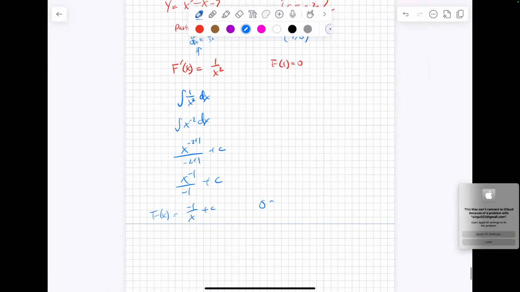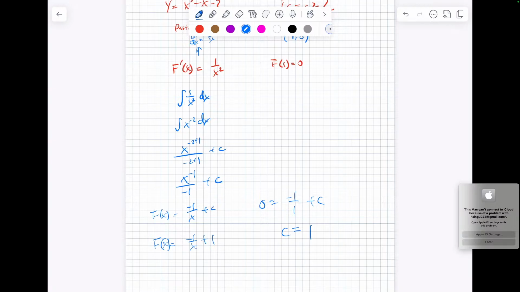And they say 0 is equal to -1/1 plus c. C is equal to 1. So guess what? This is a particular solution. Is that okay? Fairly easy, right?